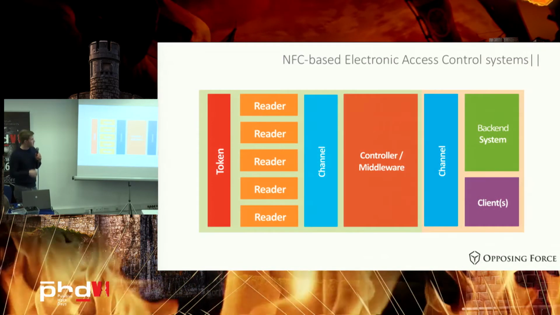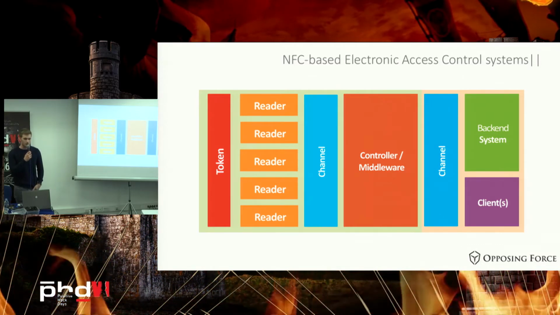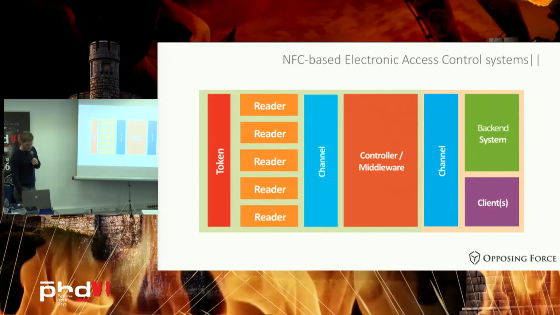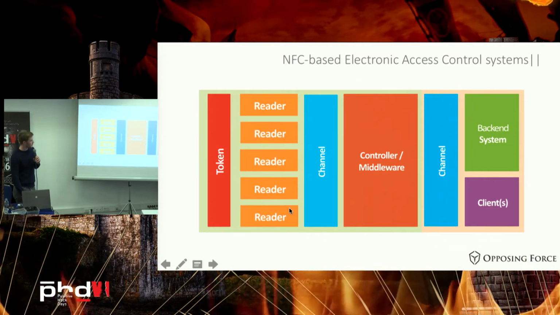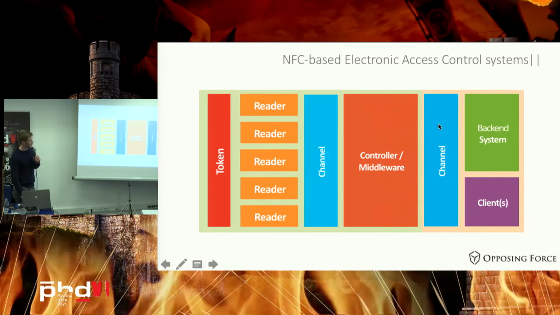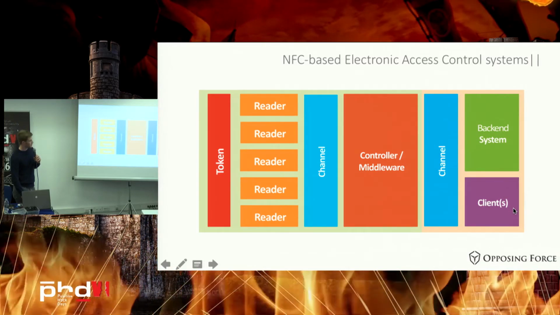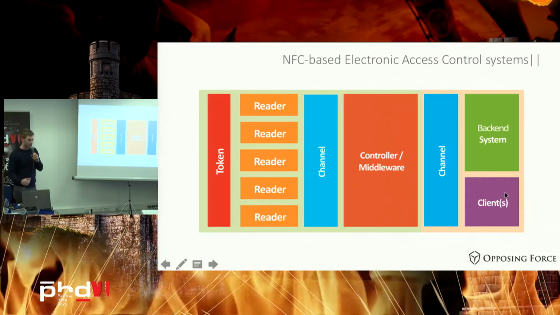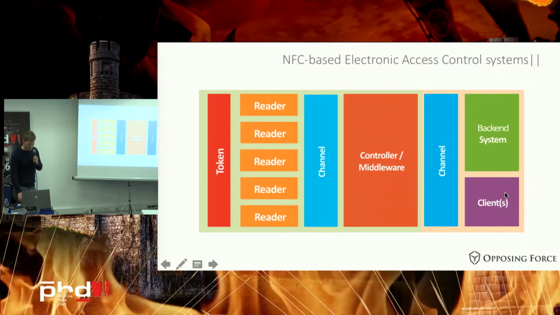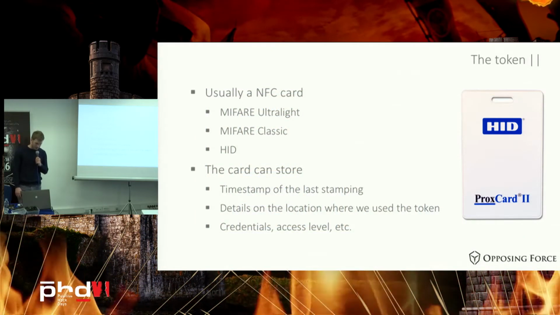This is just a little schema of what the ecosystem in an electronic access control system is. We have a token. We have one or more readers which are communicating with a controller. The controller is communicating with a backend system, and the backend system can communicate with some clients. The clients can be a web application, a mobile application, an information system, whatever. So let's start with the token.